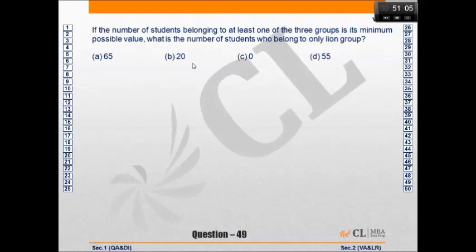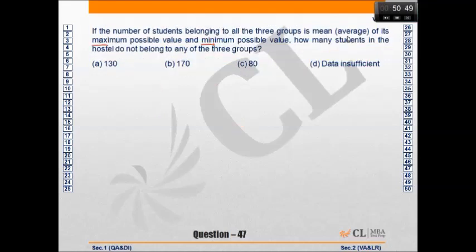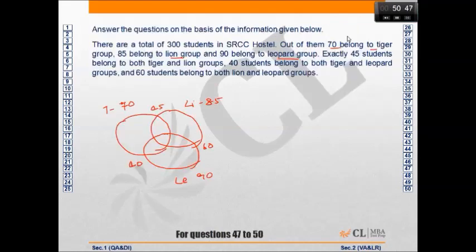Number of students belonging to at least one of the three groups is minimum. Okay, the first question required maximum minimum. This also requires minimum possible value. Oh, all three questions require maximum. One requires maximum, one requires minimum, one requires the mean. So before I do anything, let me just find out the maximum and minimum possible number of students who can be involved in all three groups. So let me look at the maximum first.